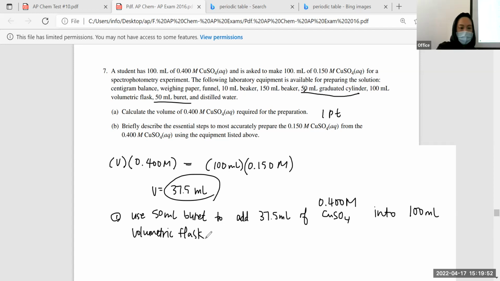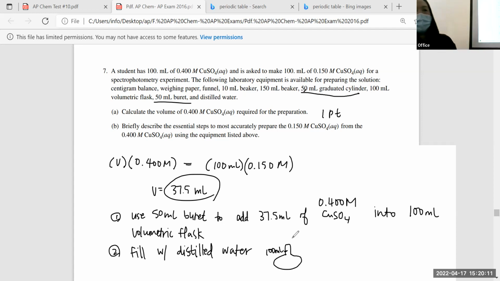Now what do I do? Add water. Fill with distilled water. Remember, volumetric flask, it has a little mark that indicates 100 milliliters. So you're gonna fill it up to the mark. So 2 points, 1 point for essentially each step.